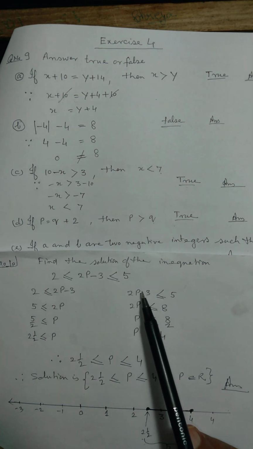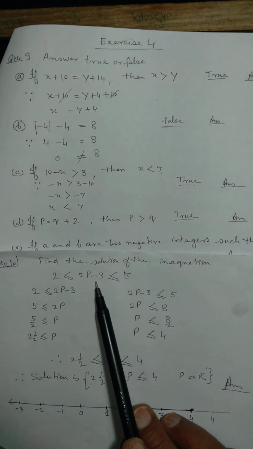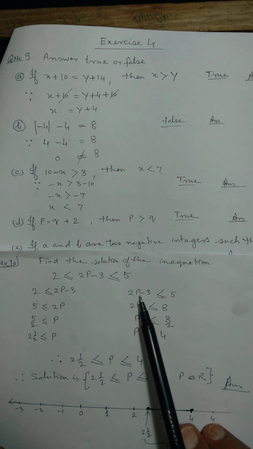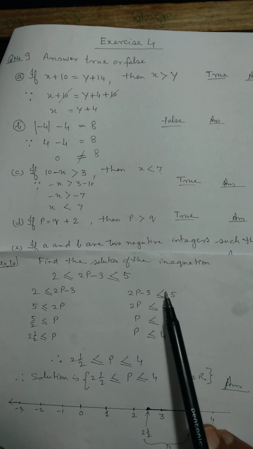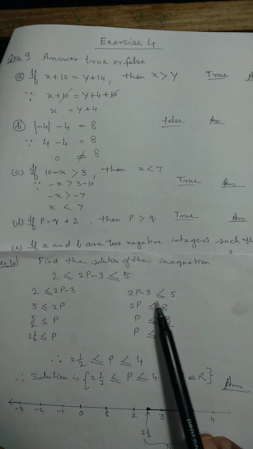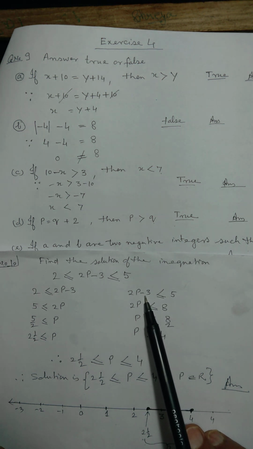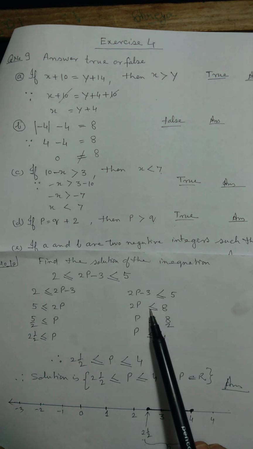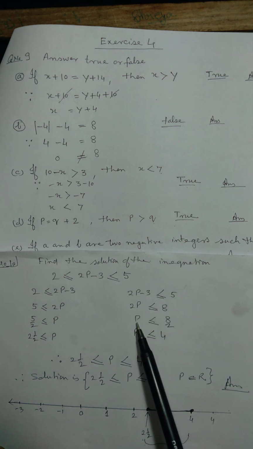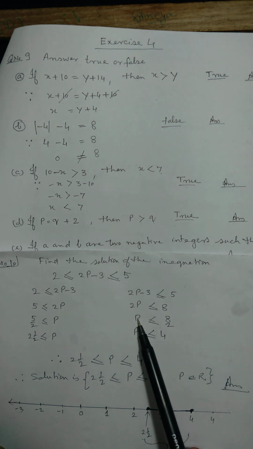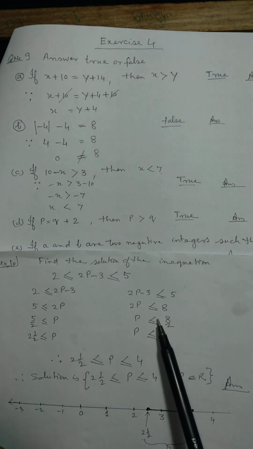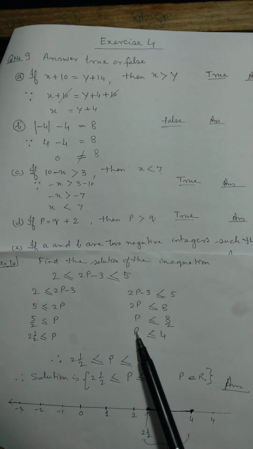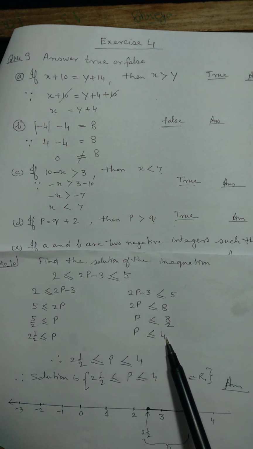On the second side, you see 2p minus 3 is less than or equal to 5. So transpose this minus 3 to this side. It will become 2p less than or equal to 8. So p will be less than or equal to 8 by 2. So p is less than or equal to 4.